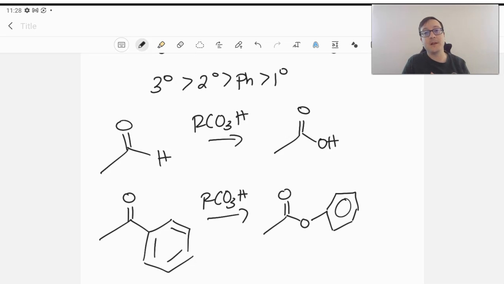Our next chapter will be on carboxylic acids and carboxylic acid derivatives. So we'll be continuing our carbonyl trends, focusing on molecules that have that C=O double bond.